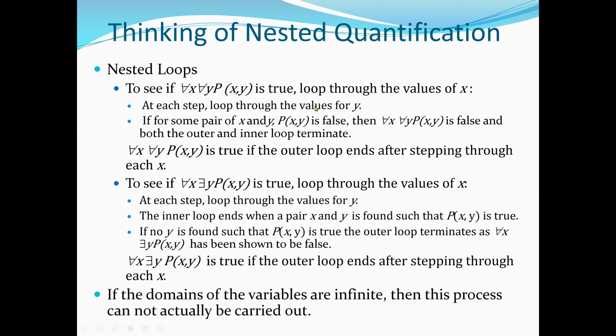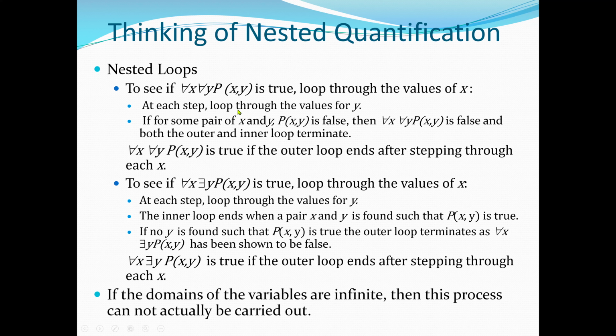If I have x from 1 to 10 and y from 1 to 5, I will not go through x from 1 to 10, then y from 1 to 5. No, I'll go through x1, then go to y from 1 to 5, then come back to x2, then y 1 to 5, x3, then y 1 to 5. That's the whole concept here. And again, if you have taken a programming language course, that's the same concept of nested loops.